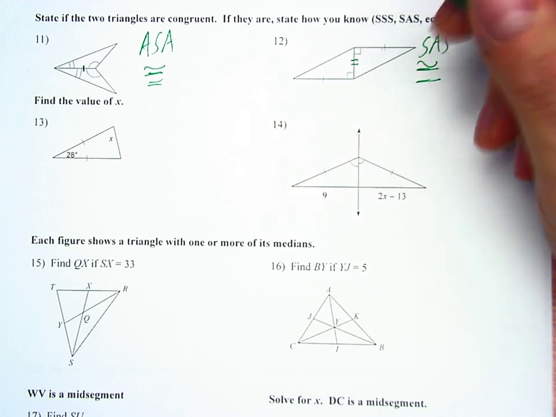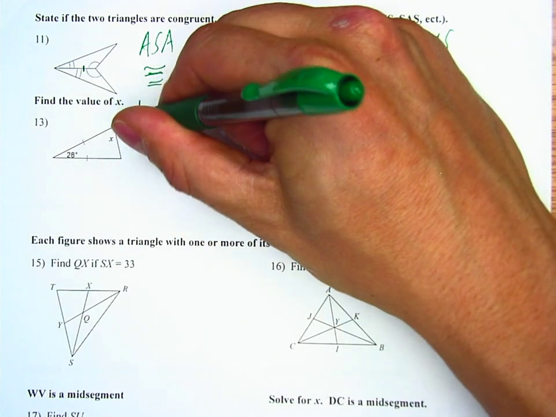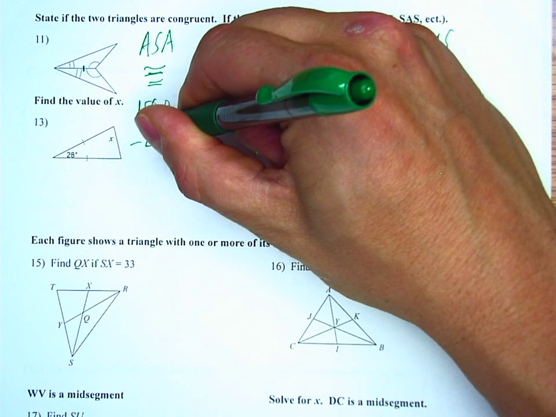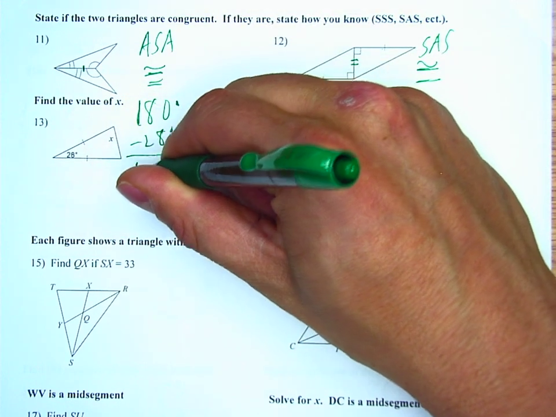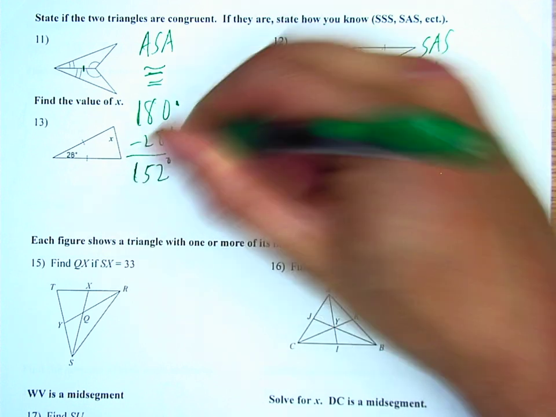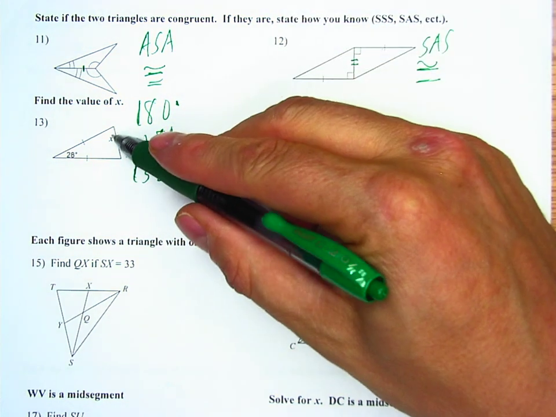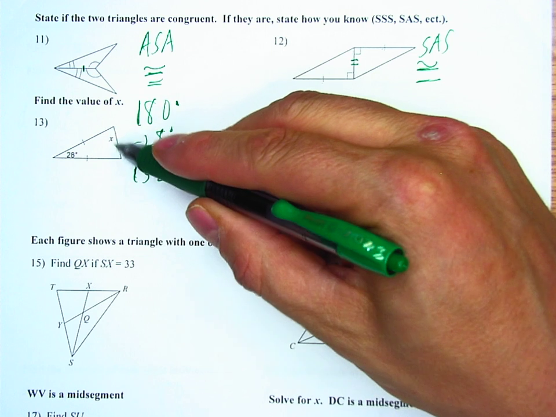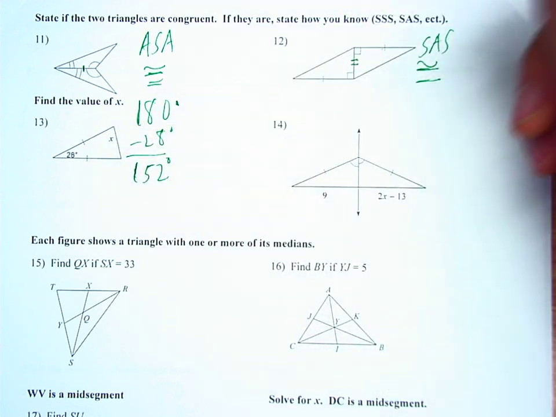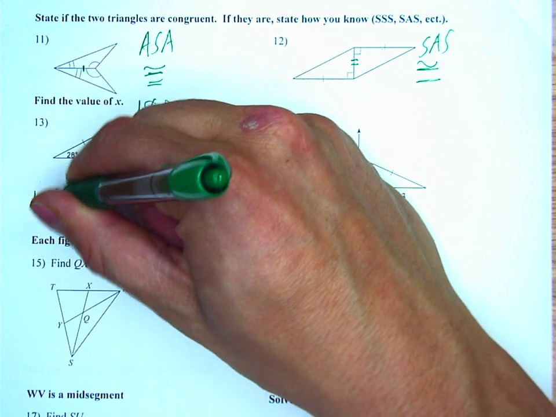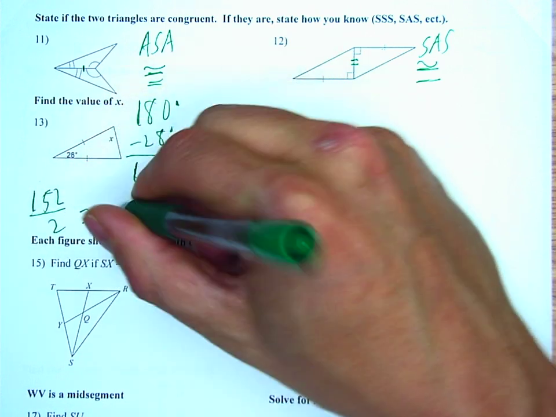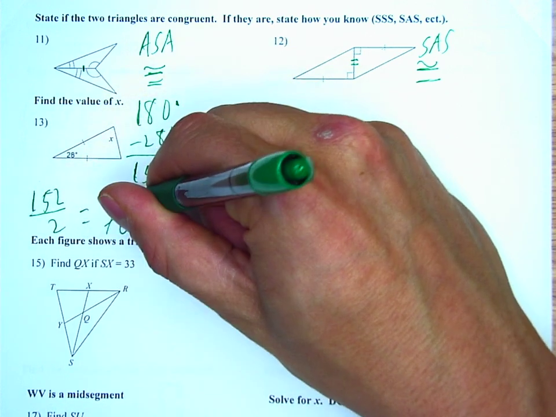All right, find the value of x. This is an isosceles triangle. So I will take 180. I'll subtract 28 degrees. I'll get 152 degrees. Now, because it's isosceles, both of these angles have to be the same. These two are called base angles. So I'm going to take 152 and divide it in half, which is going to be 76 degrees.